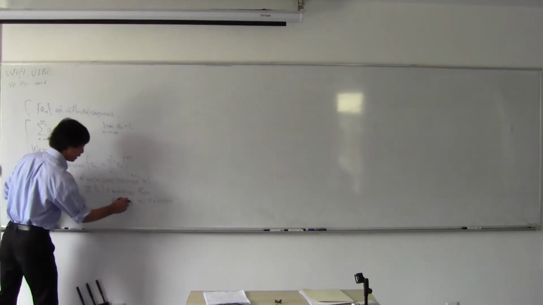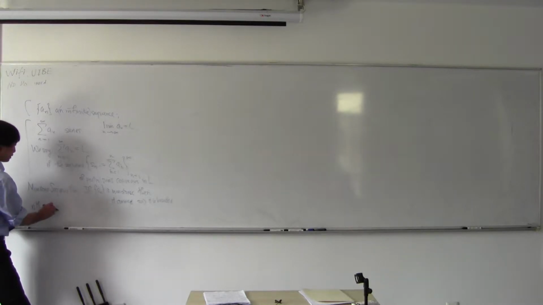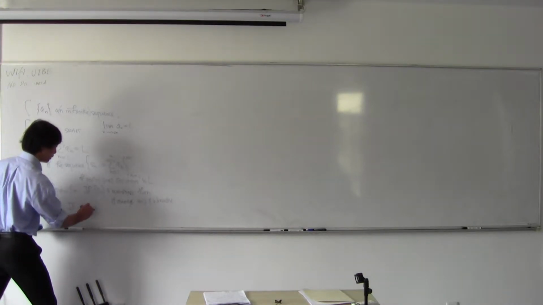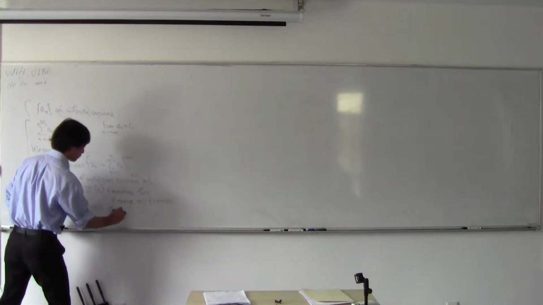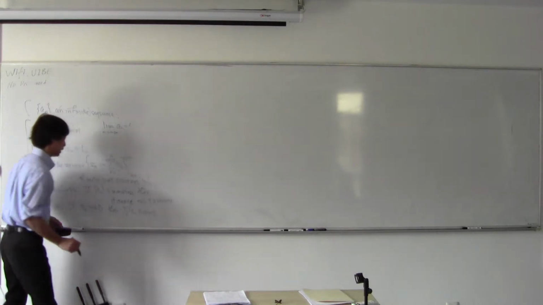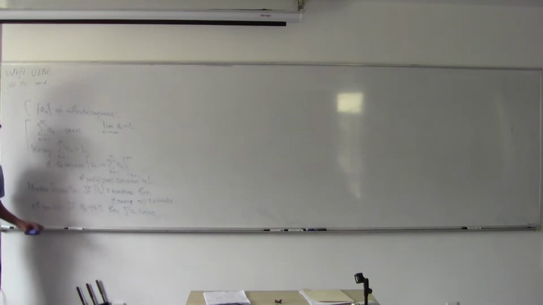And then the very last thing we did was the nth term test, which said that if a sub n does not go to 0, if the sequence doesn't go to 0, then the series diverges. If the terms of your sequence don't converge to 0, then your series diverges. And so that's basically what we did for the last 2 days, very briefly.